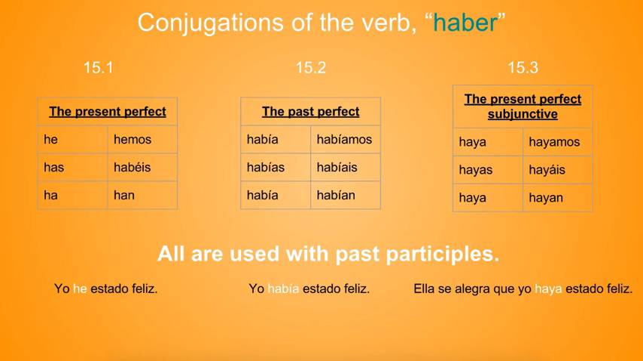And then with the present perfect subjunctive, remember, using the subjunctive, you have to have two separate clauses. So in your main clause, you're using the regular present tense, ella se alegra, she is glad. Then you use the connector que, meaning that, and then you use the present perfect subjunctive, yo haya estado feliz. So your whole sentence is saying, ella se alegra que yo haya estado feliz. She is glad that I have been happy.